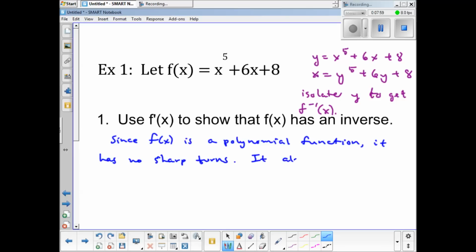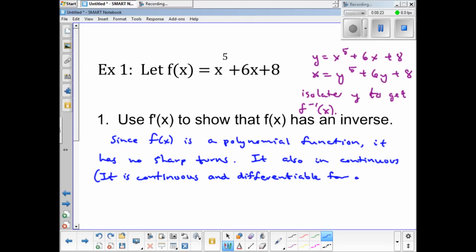It also is continuous. In other words, it is continuous and differentiable. And this is because it's a polynomial. It is continuous and differentiable for all x.